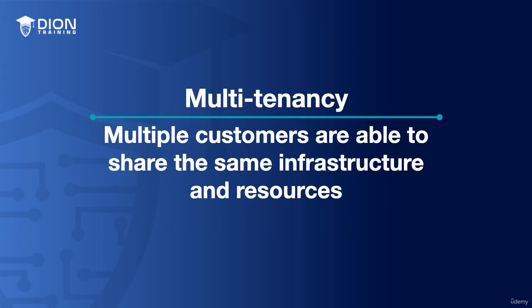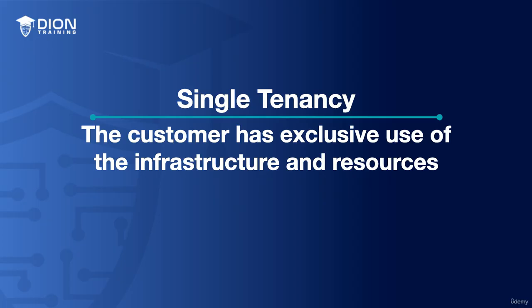Multi-tenancy is another deployment model that your organization could use. In this model, multiple customers are able to share the same infrastructure and resources. A great example of multi-tenancy is a cloud hosting provider that hosts multiple websites on the same physical server. Now, our final deployment model is single tenancy. Now, a single tenancy model is where a customer has exclusive use of the infrastructure and all of the resources. An example of single tenancy is a company that rents an entire data center for their exclusive use.